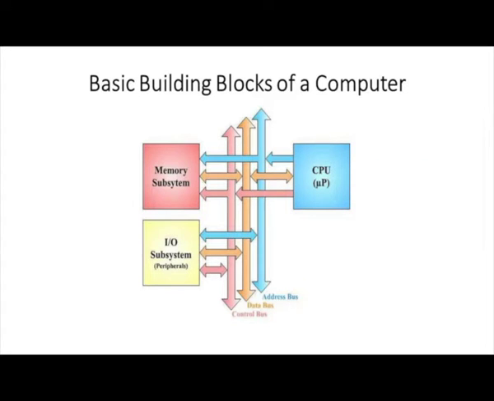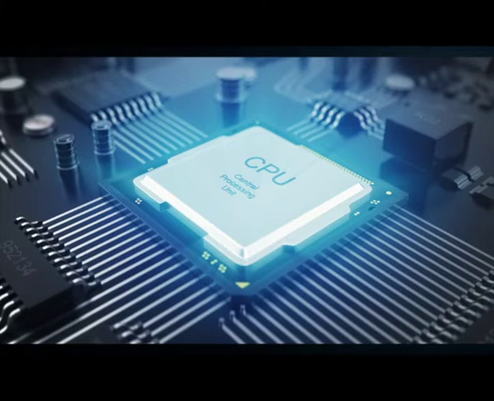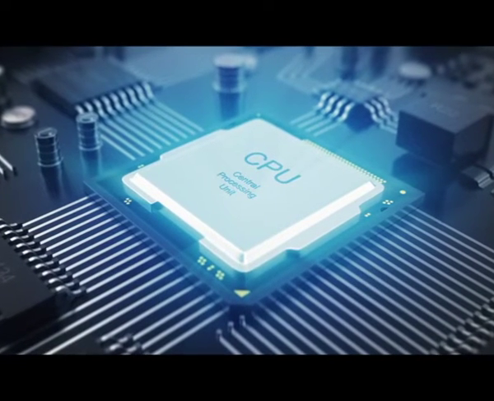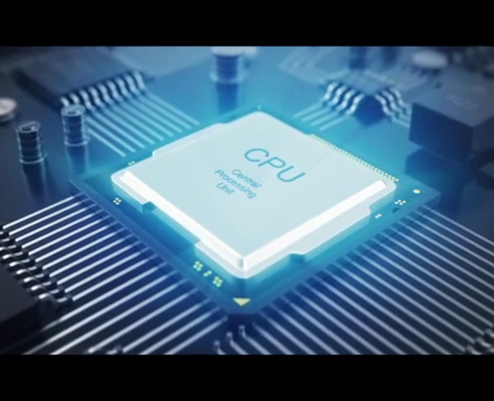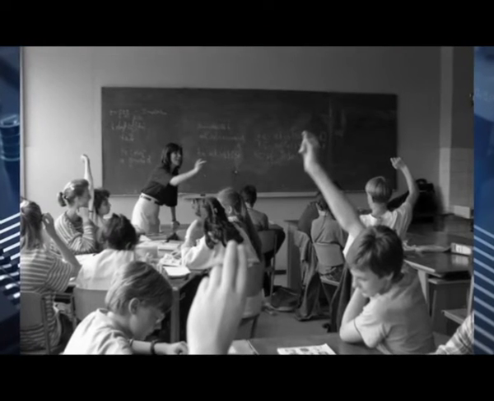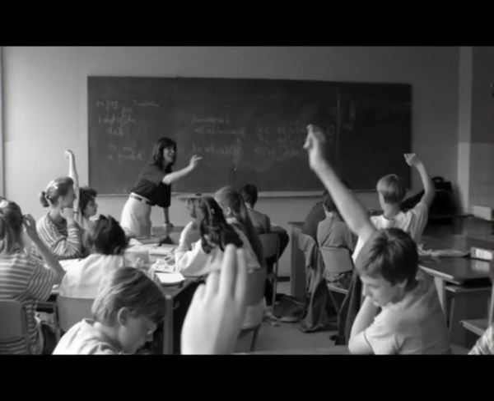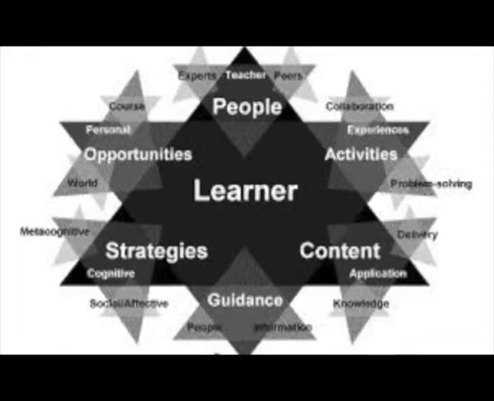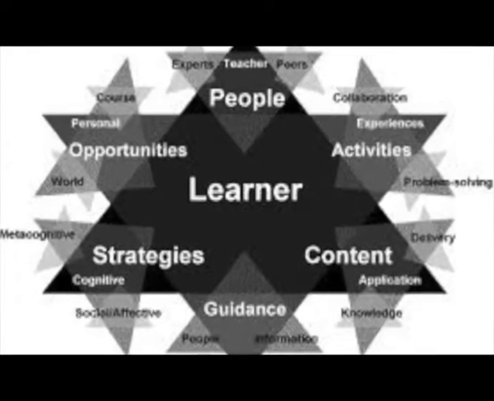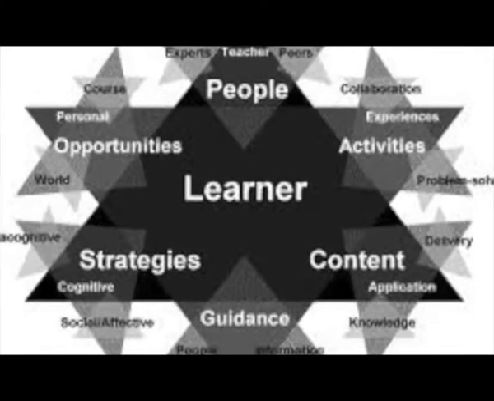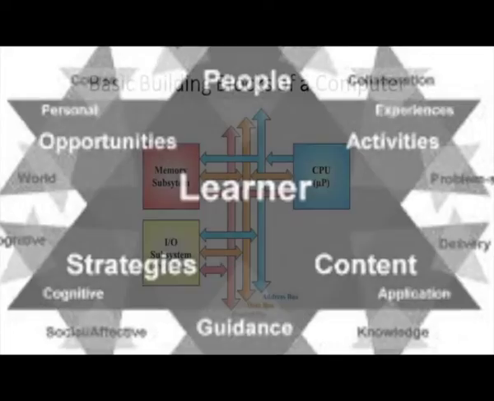The first is the CPU, also called the central processing unit, and it is implemented as a microprocessor, and this is the brain of the computer. All the computations take place here, and this CPU is also responsible for controlling the entire computer.